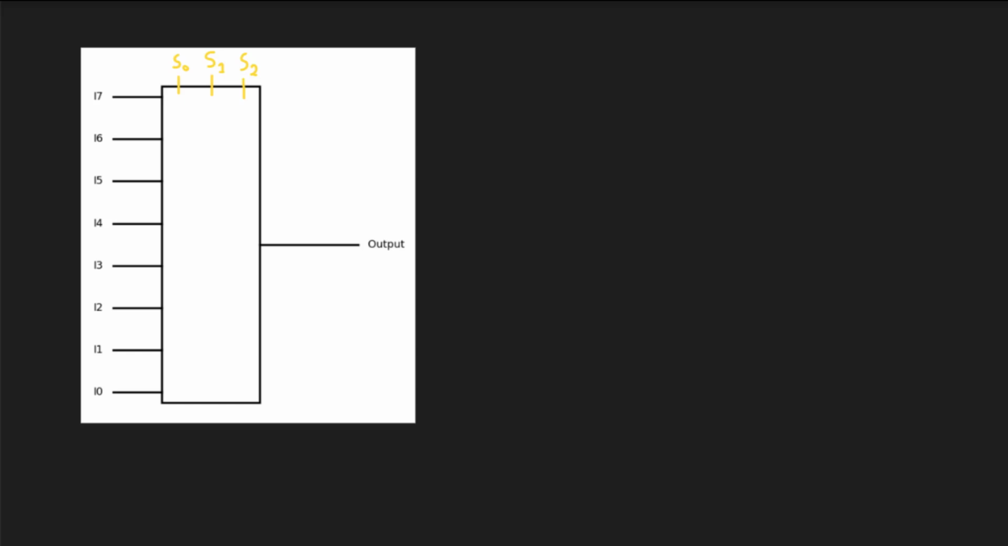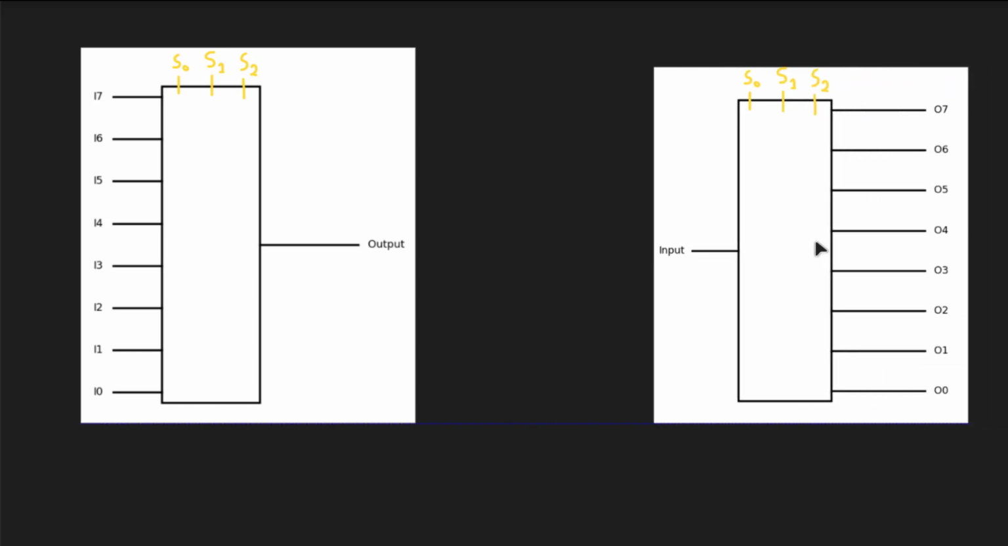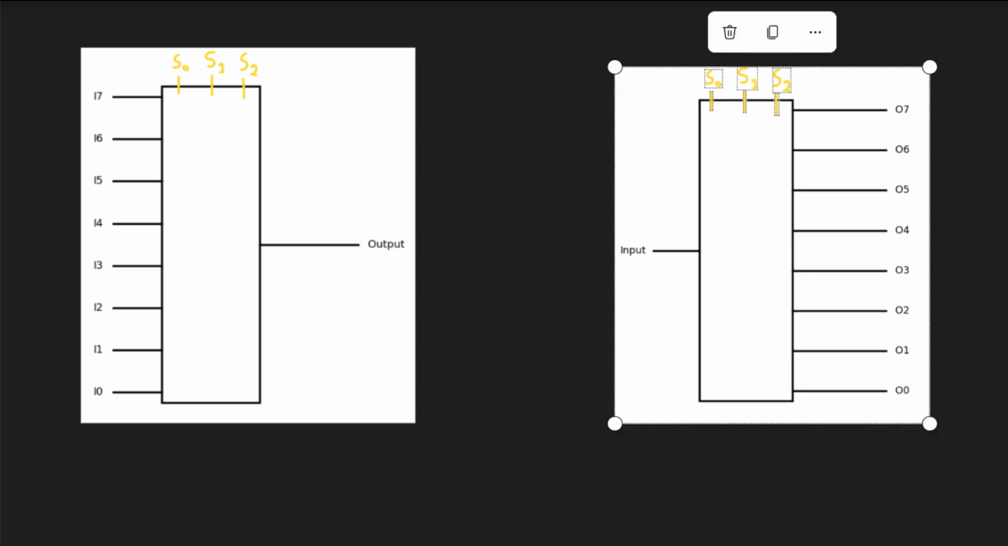A demultiplexer is a bit like the opposite of a multiplexer. This is what a drawing of a demultiplexer looks like. It has one input line, and depending on what kind of demultiplexer it is, it has a certain number of output lines. So this one has 8 output lines.